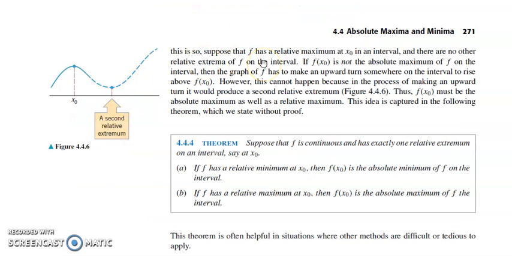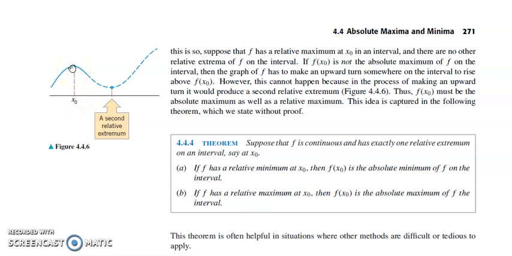Okay. So let us suppose that f has a relative maximum at x0 in an interval, and that is the only relative extremum of f on that interval. So the function has a single extremum. That means either a single maximum or a single minimum. One extremum. So let us say that it is a maximum. Here x0 is a relative maximum.